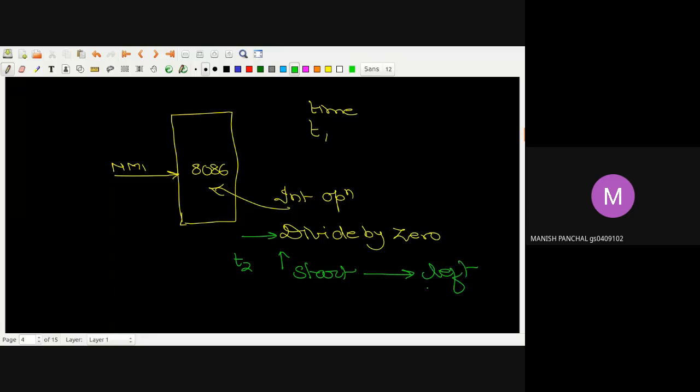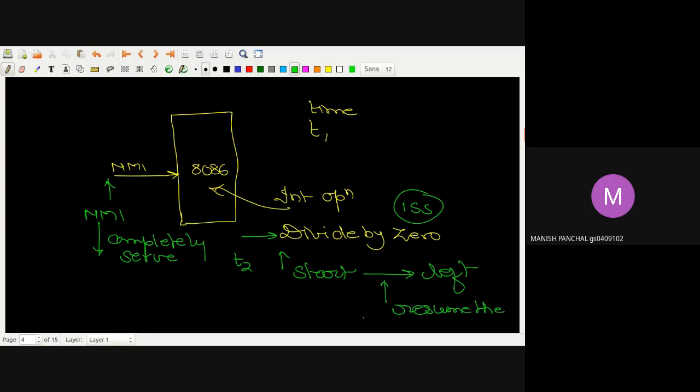So in this case it will leave it in between. It will leave the ISR of divide by 0 right there, and after that immediately it will come to this NMI and completely serve that NMI. And then finally, once it has served this, it will resume the execution from where it had left off.